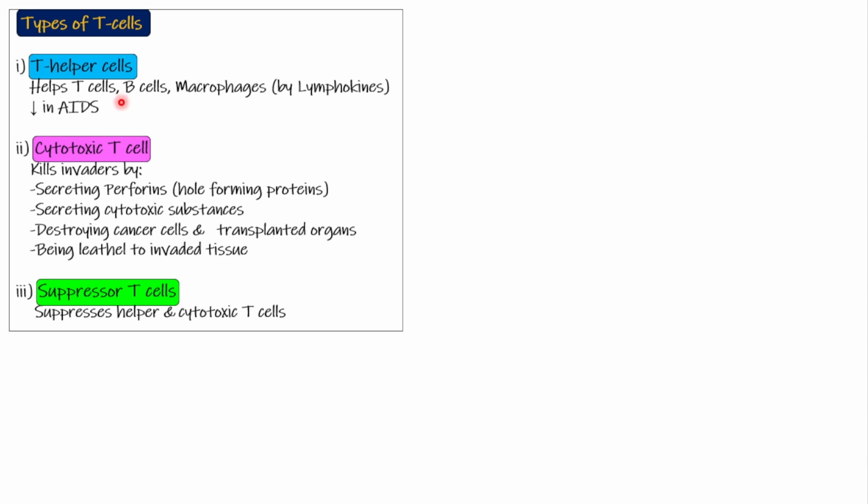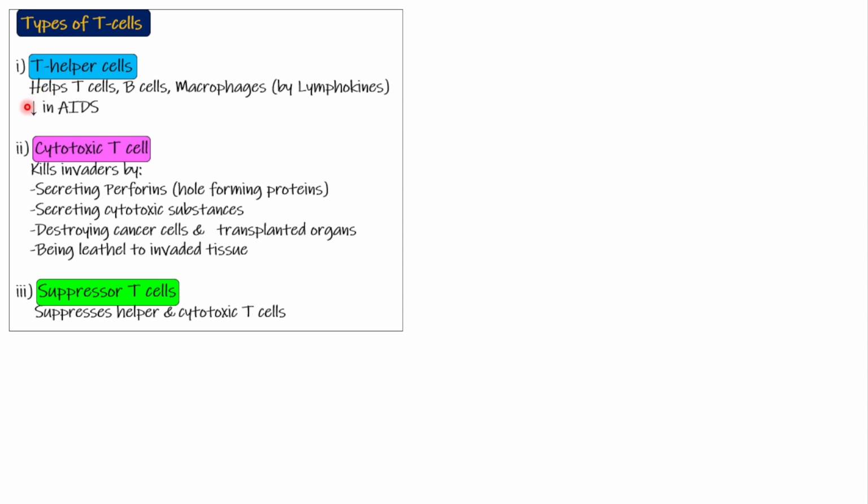Okay, and then we have cytotoxic cells, which do the killing, and then we have suppressor cells, which will suppress the function of everything. Helper cells will help everything. See, cytotoxic cells will kill everything, and suppressor cells will suppress everything. They will suppress the helper cells as well as the cytotoxic T cells. Now, I have mentioned that T helper cells are the most important. And why are these most important?